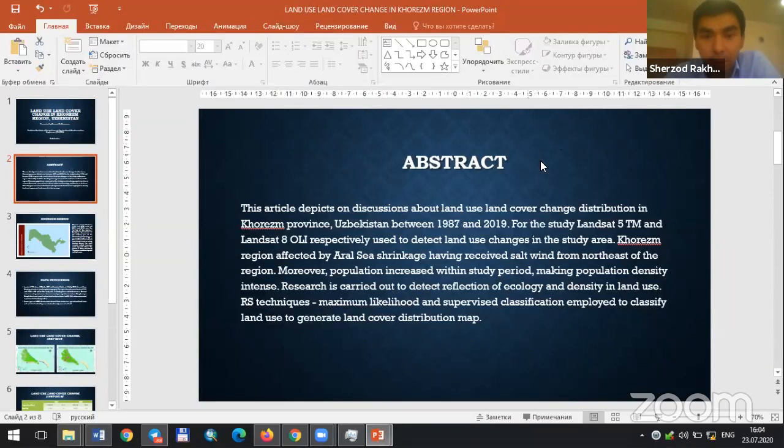This article discusses land use and cover change distribution in Khorasan province, Uzbekistan between 1987 and 2019. For the study, Landsat 5 TM and Landsat 8 OLI respectively were used to detect land use changes in the study area. Khorasan region is affected by Aral Sea shrinkage, having received salt wind from the northeast of the region. Moreover, population increased within the study period, making population density more intense. Research is carried out to detect the reflection of ecology and density in land use. Remote sensing technique, maximum likelihood, and supervised classification were employed to classify land use and generate a land cover distribution map.